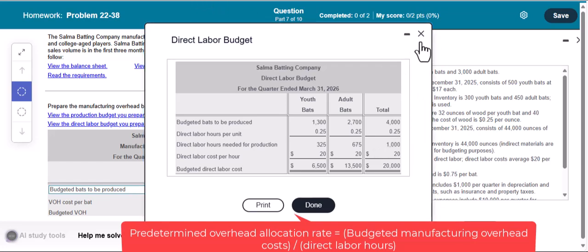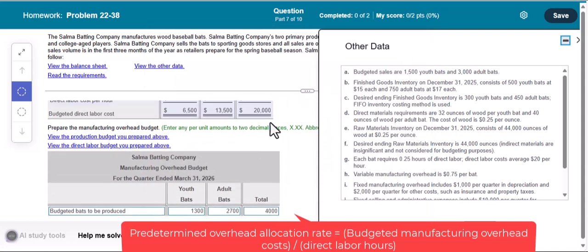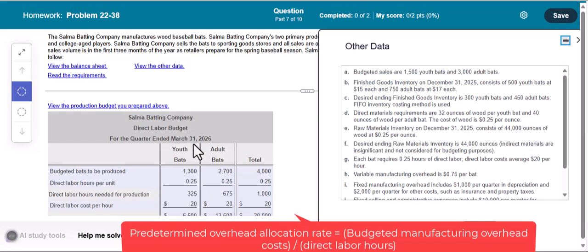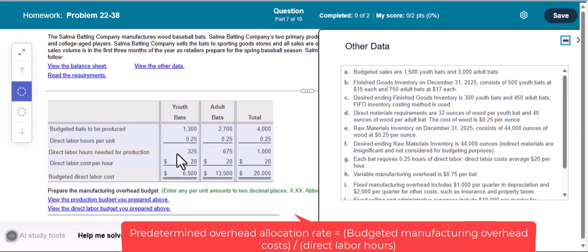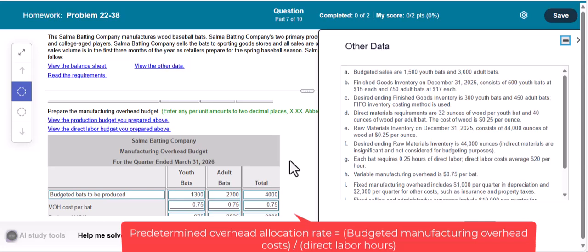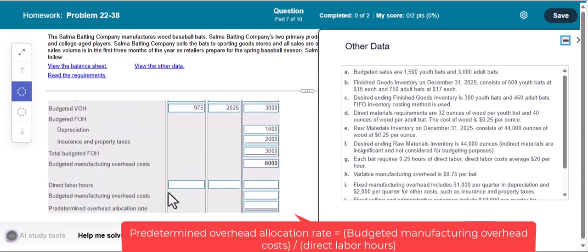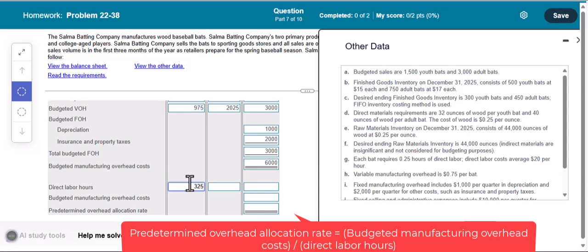So again, if this was a test, we would not have this little link here, so we'd have to scroll back up and then find that direct labor budget, and then find the direct labor hours needed for production. Again, they can be found here. 325, 675 for a total of 1,000. So let's go ahead and get those in here. So direct labor hours, again, 325 for youth bats and 675 for the adult bats for a total of 1,000 hours. So next we need to bring down the budgeted manufacturing overhead costs, and notice they're right here. This budgeted manufacturing overhead cost of 6,000. So we'll input that here for budgeted manufacturing overhead costs.